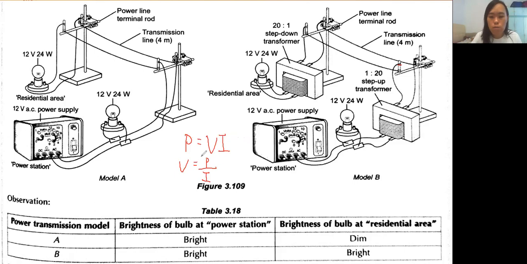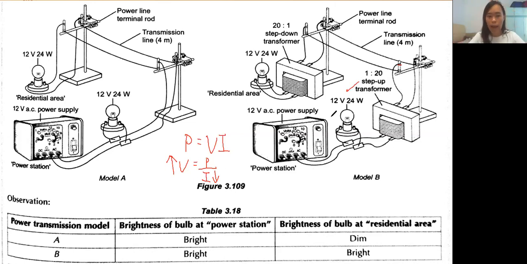Which means that here, in order to reduce the current, because we want to make sure that the current transmitted in this transmission line is low, to prevent more power loss, we must increase the voltage. So how can we increase the voltage? By using a step-up transformer to increase the voltage.